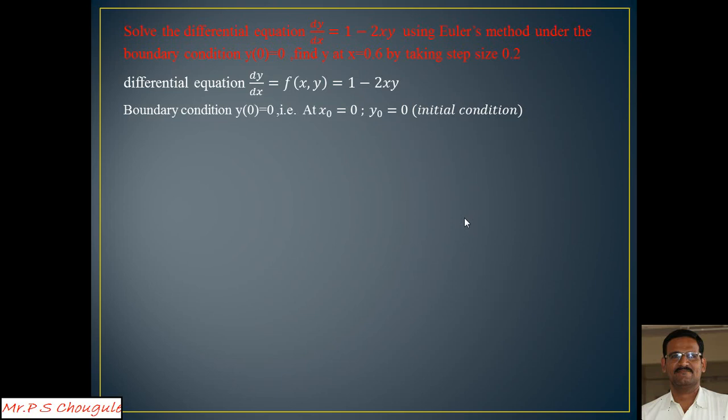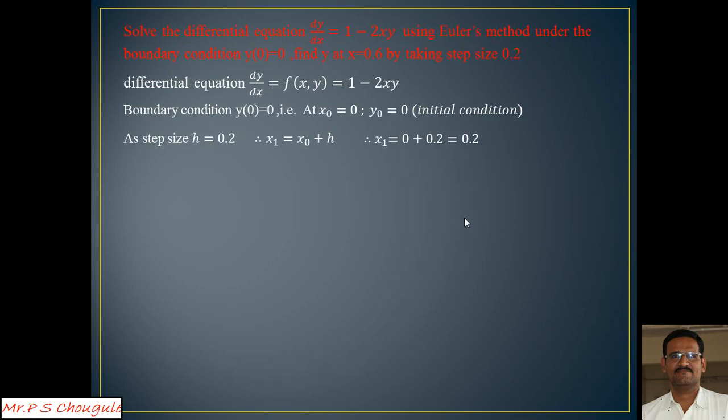Now they have given the initial condition, or sometimes it is called the boundary condition. So y(0) is equal to 0, that is, at x0 equal to 0, y0 is equal to 0. That will be our initial condition. Now they have given the step size h equal to 0.2, so we can calculate the value x1, which is nothing but x0 plus h. By this method we will get the value of x1, which is 0.2.